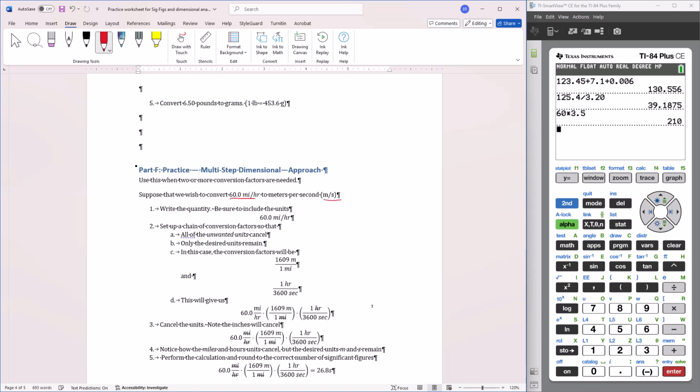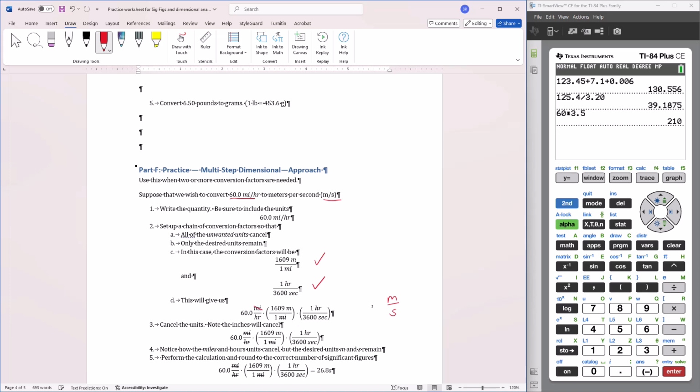What do I know? Well, I know that 1 mile is equal to 1,609 meters, and I know that 1 hour is equal to 3,600 seconds. I want miles to cancel, and I want to end up with meters per second. Notice how I have miles in the numerator. That means I want miles in the denominator: 1 mile in the denominator, 1,609 meters in the numerator.